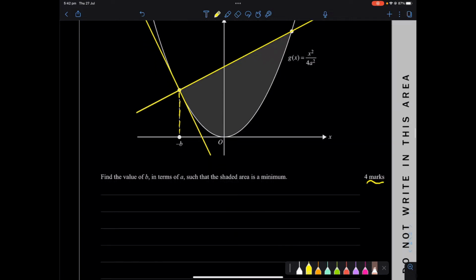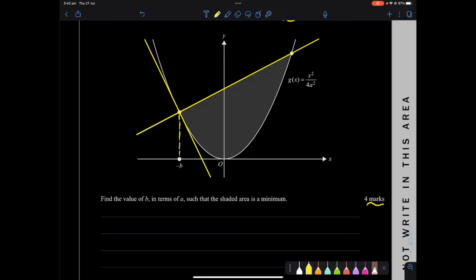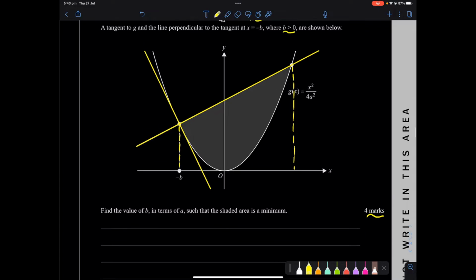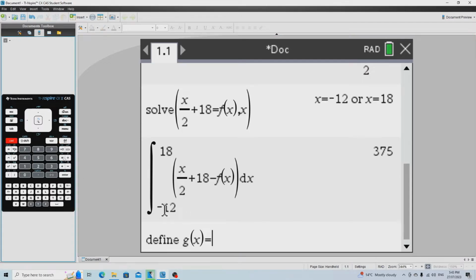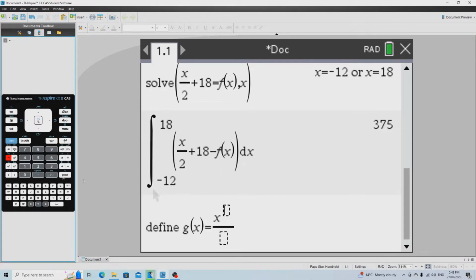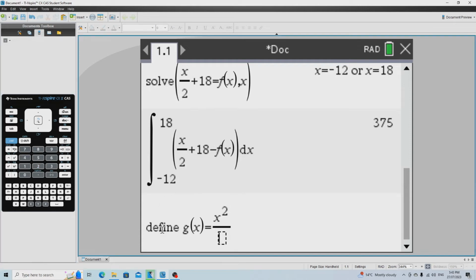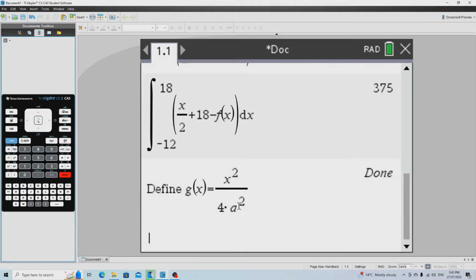So what I'm first going to do is calculate the area. To calculate the area, I need to find the point of intersection. I don't know this value over here, which I'm going to try to find out, but I know that one here is x equals minus b. So first, I'm going to define g of x as x squared over 4a. Okay, so that's that.